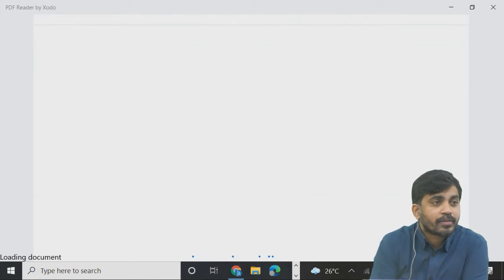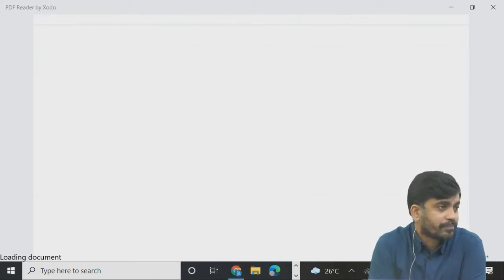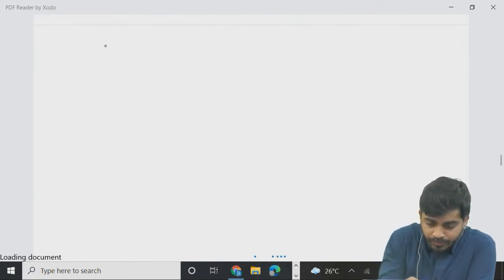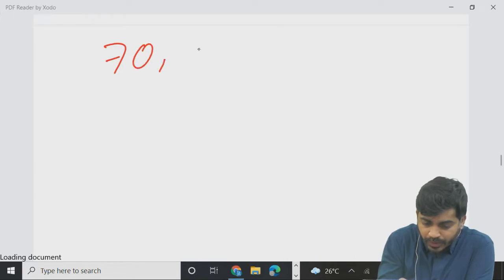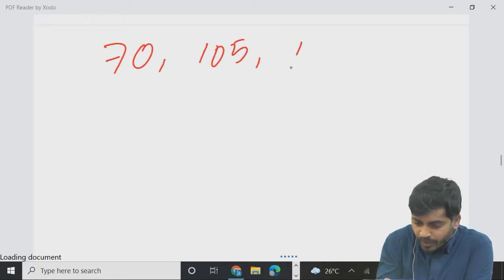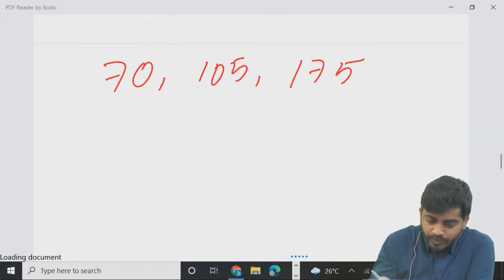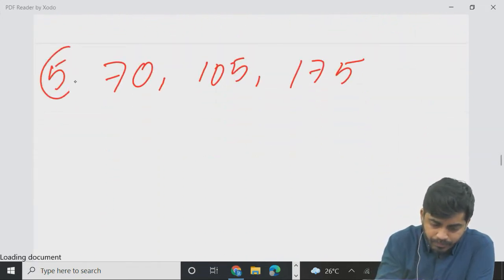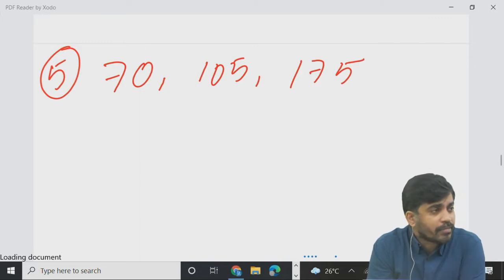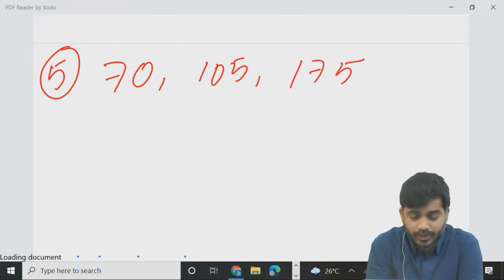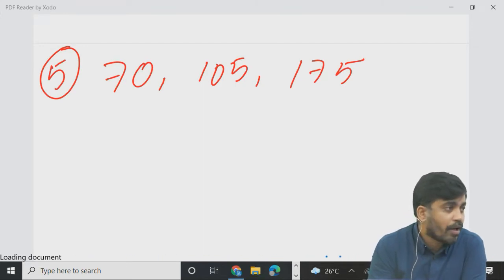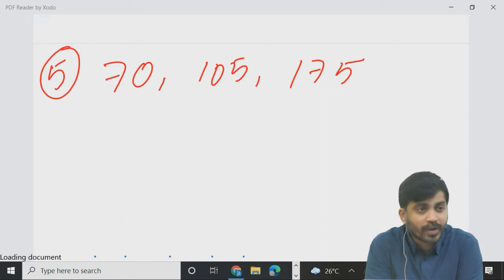Suppose 3 numbers are given. For example, 70, 105, 175. Fifth example: when 3 numbers are given, how to get the HCF value? This is a very important question. 70, 105 and 175.